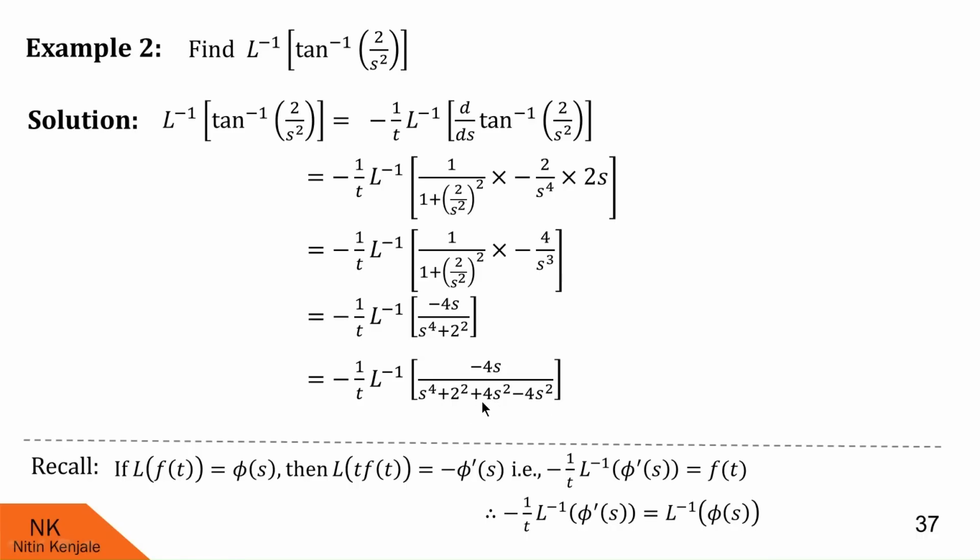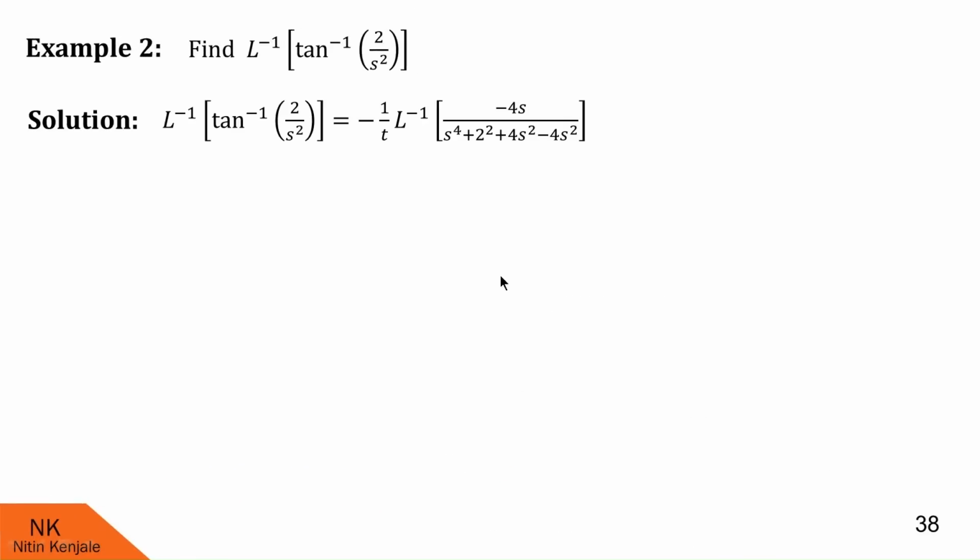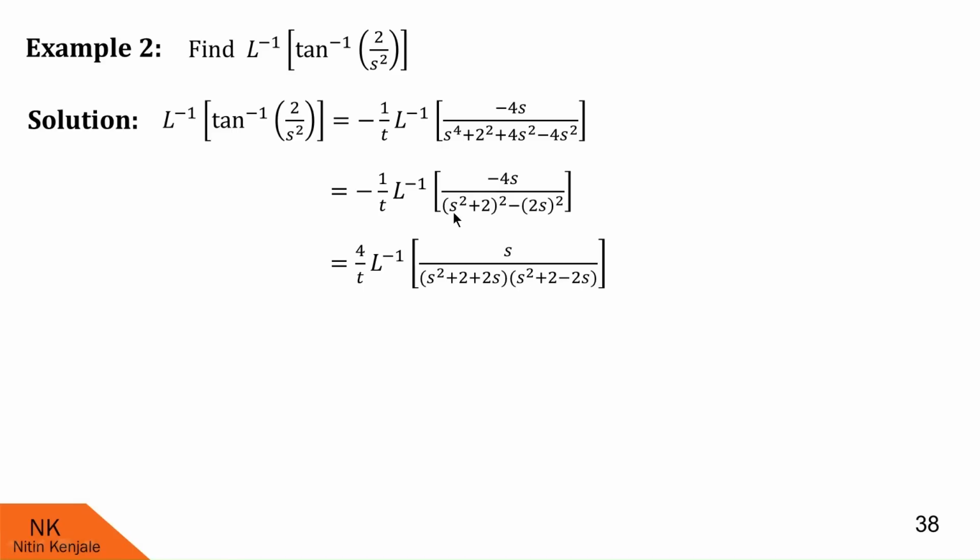Now these first three terms form s square plus 2 the whole square. Let's write this as s square plus 2 the whole square. And this minus 4s square can be written as 2s the whole square. Now this is like a square minus b square. A square minus b square is a plus b into a minus b. So this is a plus b into a minus b.